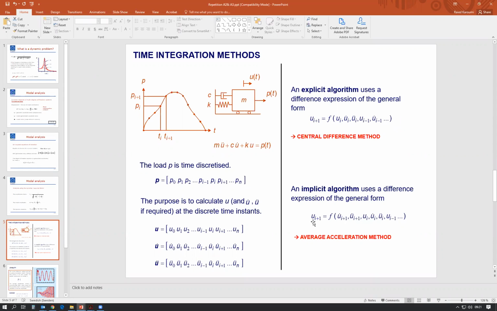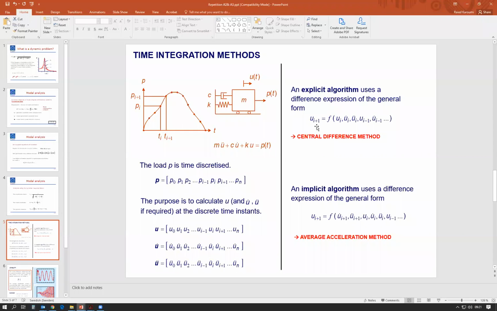So you see u, i plus 1 is a function of the velocity at i+1 and the acceleration at i+1, which makes this a bit more complicated to implement. It's more difficult to program, but there are, of course, advantages and disadvantages with both methods.